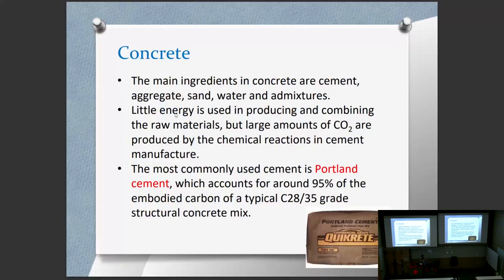Little energy is used in producing and combining the raw materials, but a large amount of carbon dioxide is produced by the chemical reactions in the cement manufacture. When we manufacture the cement in the factory, it will emit a lot of carbon dioxide. The most commonly used cement is called Portland cement, which accounts for around 95% of the embodied carbon of a typical grade structural concrete. So 95% of the carbon emissions in concrete is due to the use of cement.